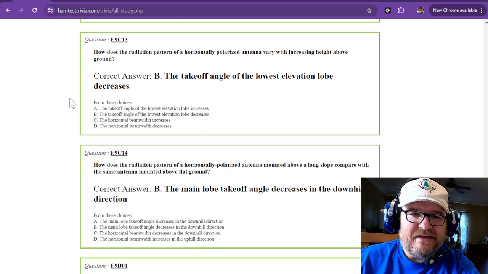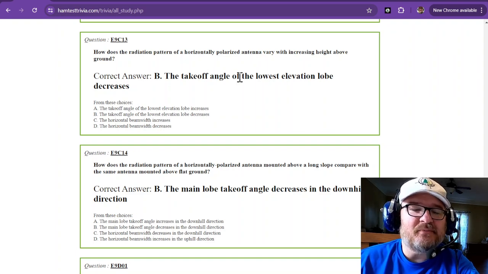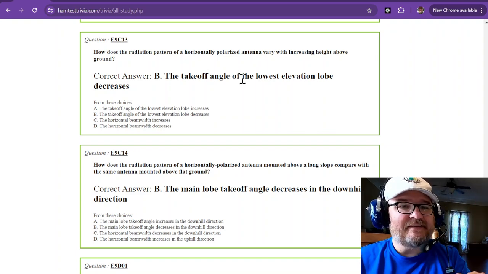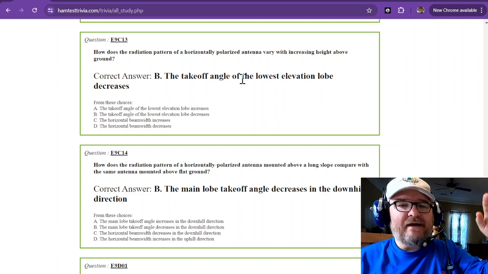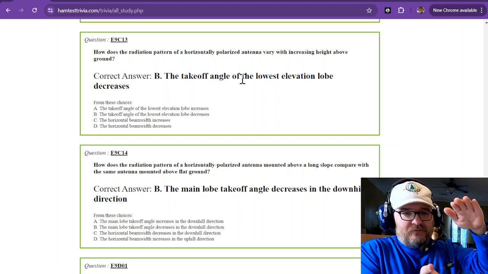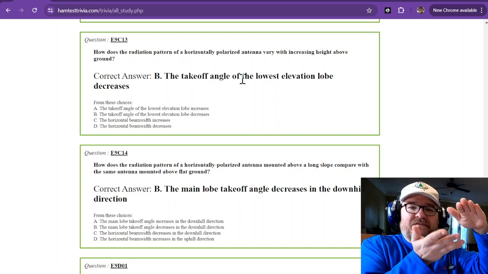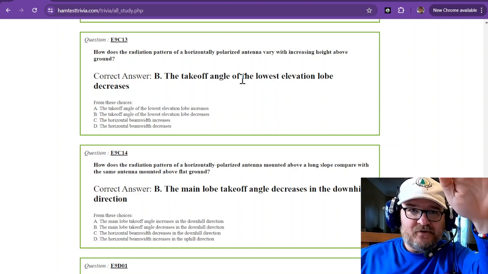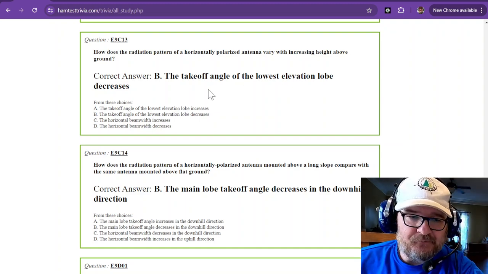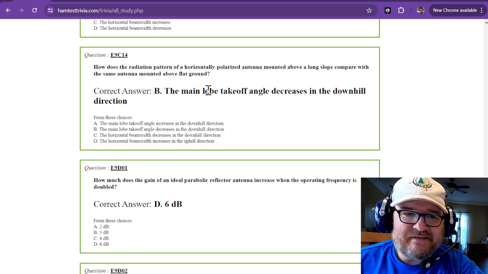How does the radiation pattern of a horizontally polarized antenna vary with increasing height above the ground? The takeoff angle of the lowest elevation lobe decreases. So as the antenna goes up, the angle goes down. And that has, I think, a lot to do with the ground reflections not having as much destruction on your pattern there. So try that out in Easy NEC.